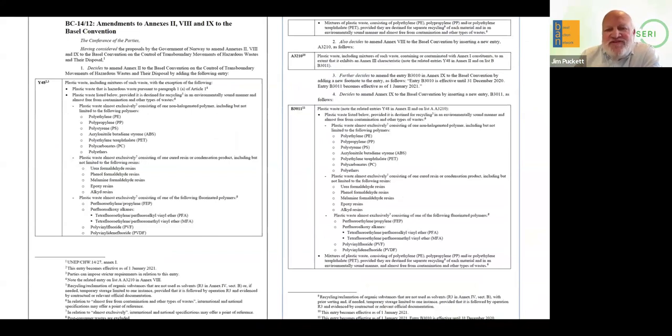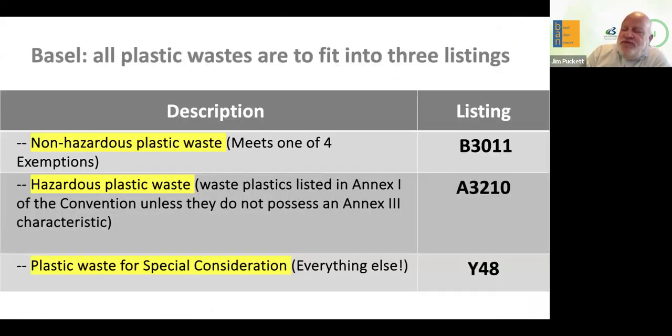There are actually 3 listings here. I'll go into it and make it simple for you real quickly here. So the idea was to make all plastics waste fit into 3 different listings. The first listing would be non-hazardous, B3011. Then the next listing would be hazardous plastic waste, A3210. And then this other listing, Y48, which really should be everything else that's not in the hazardous or non-hazardous listing.